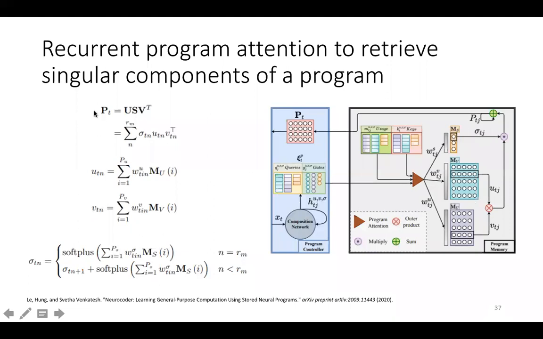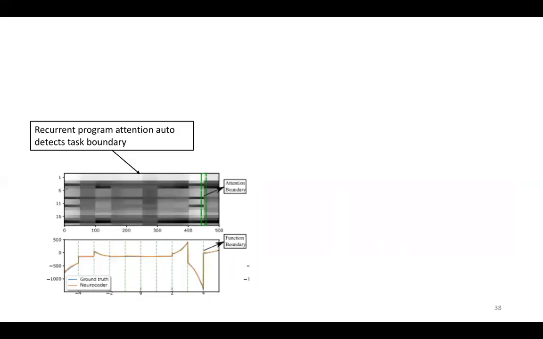This paper also introduced one concept, the recurrent program attention, to retrieve the singular components of a program. So the mini components of a program are just the singular components. So you use a kind of SVD to break it into singular values and singular vectors. They store them in the memory, and they retrieve them to compose the program or the weight, as you can see in the equation here. Yeah, and the results are very promising because you can see using this mechanism, you can detect the task boundary even when the task ID isn't provided to the model. It can still learn to attend to the correct program or mini programs when the task changes to a new one.